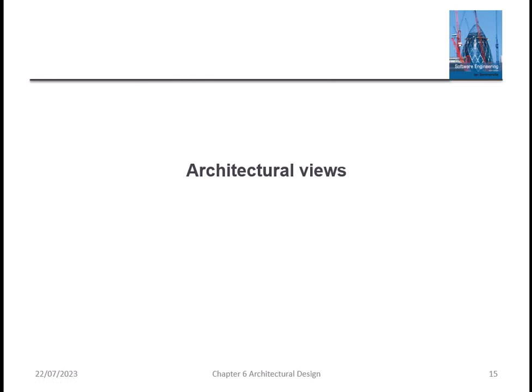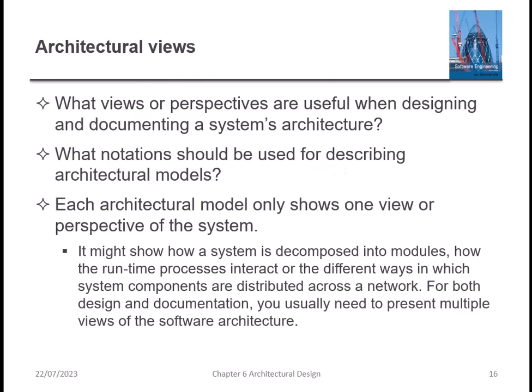So now we discuss the architectural views. What views or perspectives are useful when designing and documenting a system architecture? This is the main question. There is a suitability of a particular view that we can select for a particular system. What notation should be used for describing the architecture model? Each architecture model only shows one view or perspective of the system.